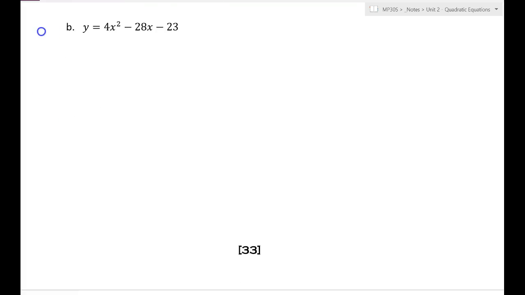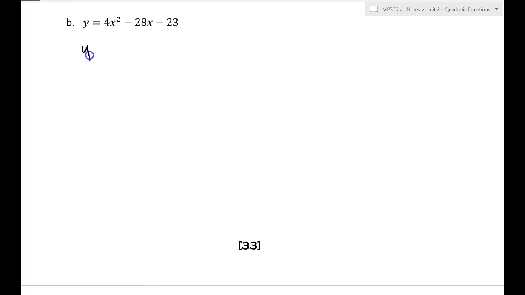So we try again with B. This time we're going to be factoring out a 4. So it's x squared minus 7x, and then minus 23 in here. Because we've got a 7, this isn't going to be a pretty number, but we're still going to be able to do it. So 7 divided by 2 and then squared.